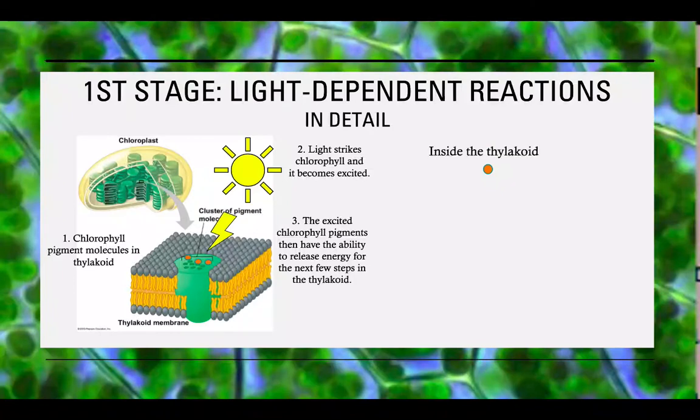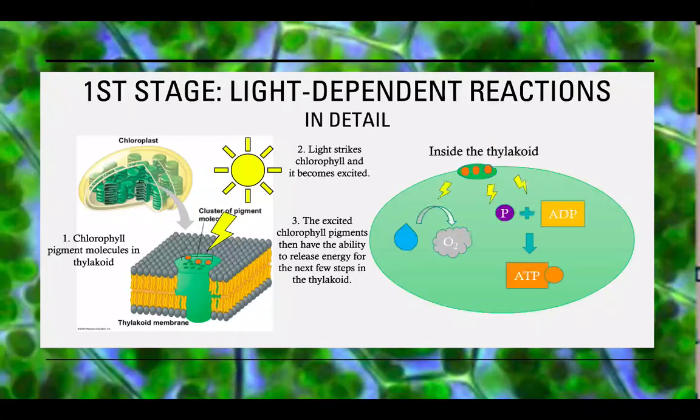Okay, so the next few steps, if we're going now inside of the thylakoid. So here, this green oval is the thylakoid, and at the top here, pretend this is your cluster of molecules, okay, inside the membrane. And then we see these lightning bolts. Just pretend they're energy, okay? So energy is being released because the chlorophyll is excited. And so then water is able to split into oxygen gas.